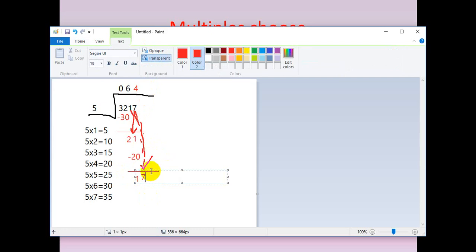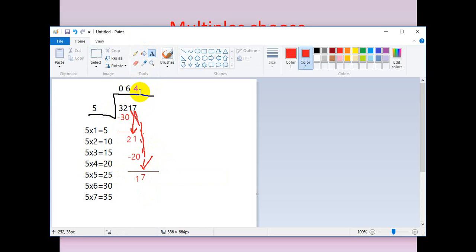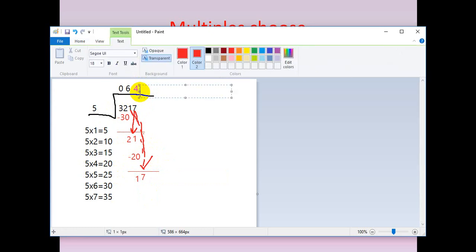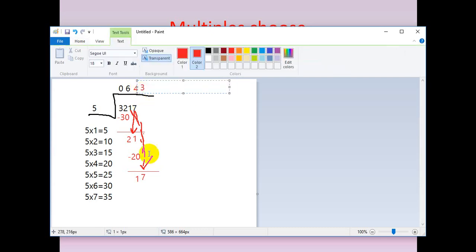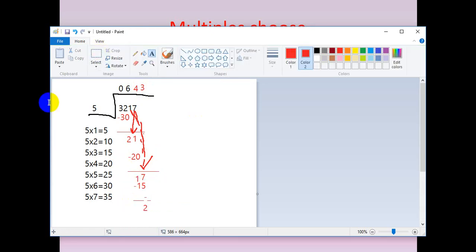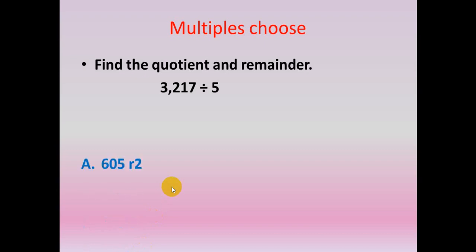Now I have 17. 5 times what near to 17? 5 times 3, from the table of 5. 5 times 3, we write up 3. And we write here minus 15. Subtract 15. 17 minus 15, it will be 2. The quotient is 643 and remainder 2. Yes, 643 and remainder 2.